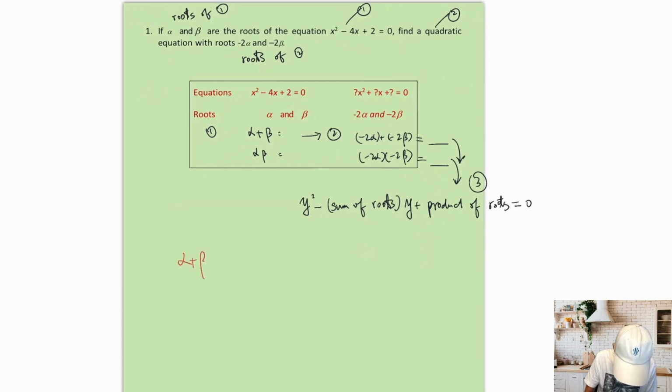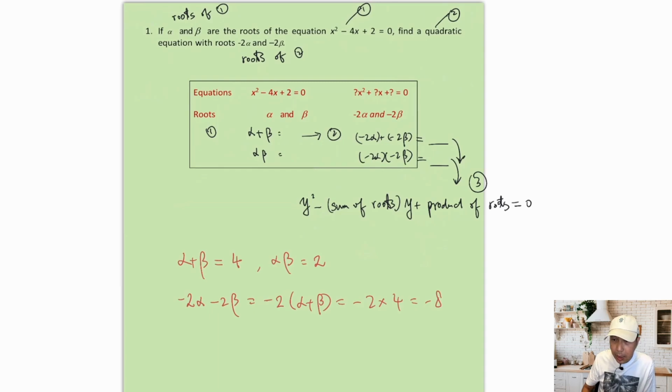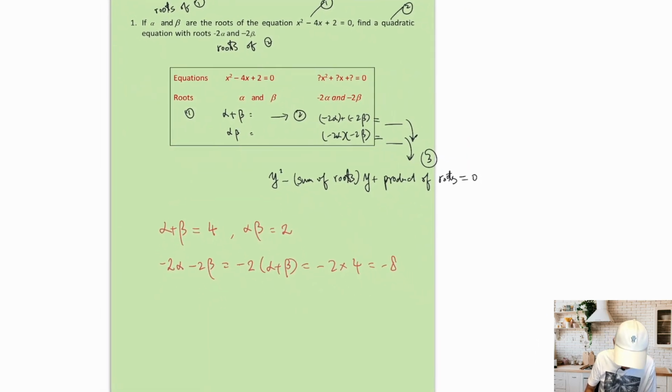Alpha plus beta is equal to 4 and alpha beta is equal to 2. Okay, the first part. And the second part, we find the sum of roots of the second equation, negative 2 alpha minus 2 beta. Okay, take negative 2 outside. Negative 2 times 4 is negative 8. Okay, and then to find the product of roots of equation 2.